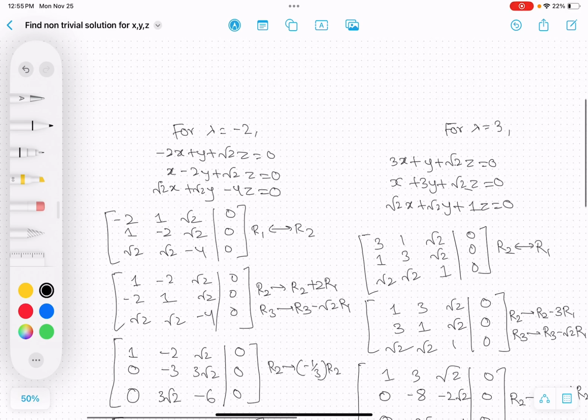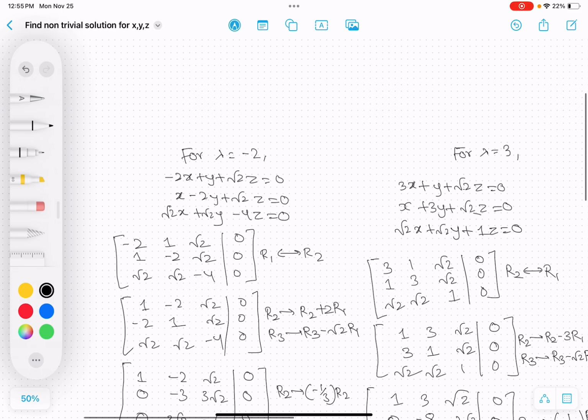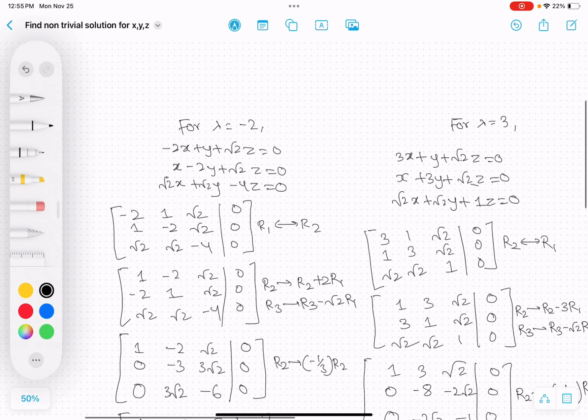So root 2, root 2, 1, right? So minus 2 root 2 plus root 2 plus root 2, that's 0. And what was the next one? Root 2, 1. Okay, root 2 minus 2 root 2 plus root 2, that's 0. This is 2 plus 2 minus 4, that's 0. Yeah, okay. This also works.